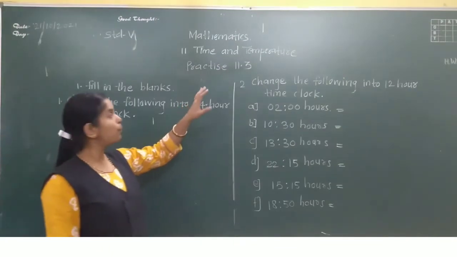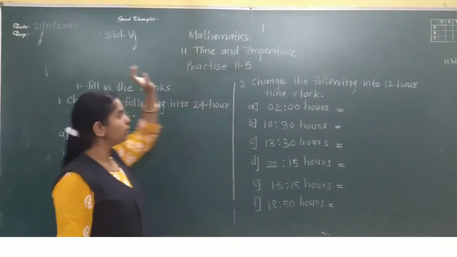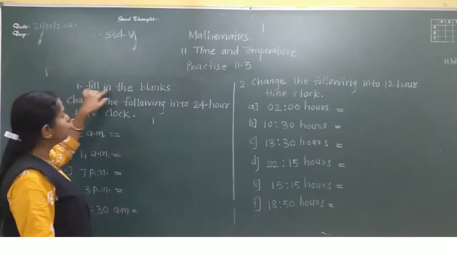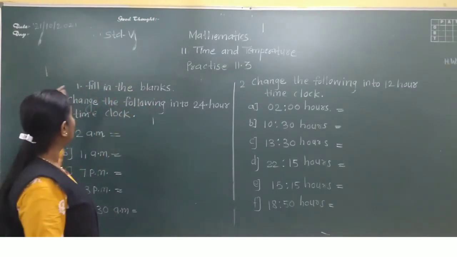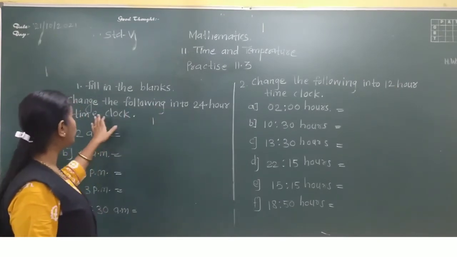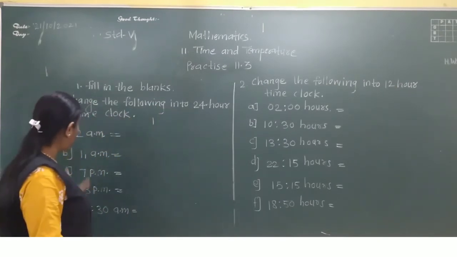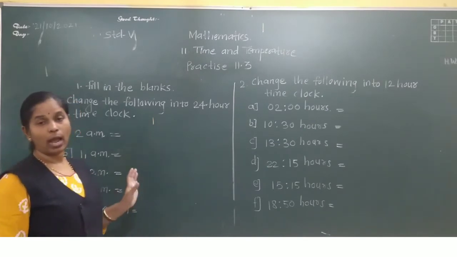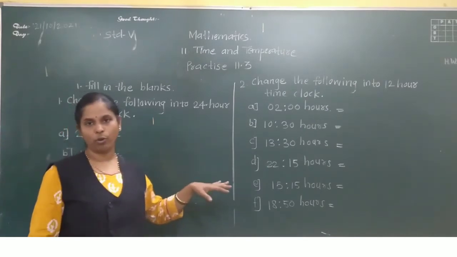Practice 11.3. In that, the first one is fill in the blanks. Change the following into 24-hour time clock. Here the timing is given and we have to convert it into 24-hour clock.